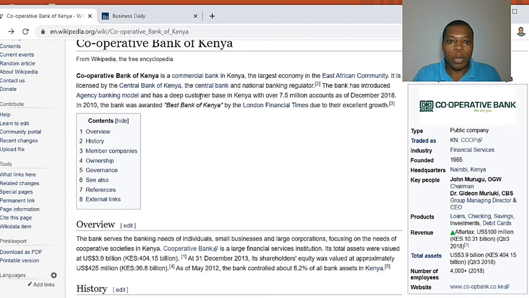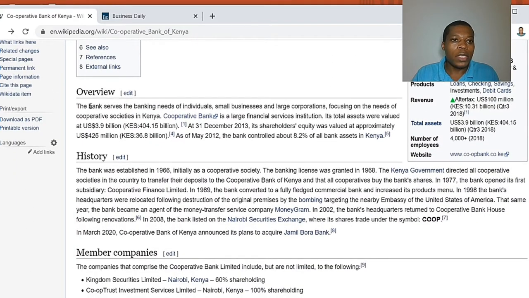And also, it has a deep customer base in Kenya with over 7.5 million accounts as of 2018. As of now, in 2021, I believe the accounts have increased. The bank serves the banking needs of individuals, small businesses, and larger corporations, focusing on the needs of cooperative societies in Kenya. Actually, this bank is owned by cooperative societies, majorly, as we'll see in the shareholder profile. Cooperative Bank is a large financial services institution, the fourth largest after Equity, KCB, and NCBA.